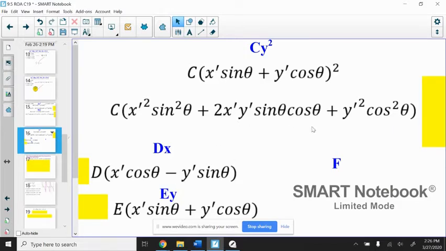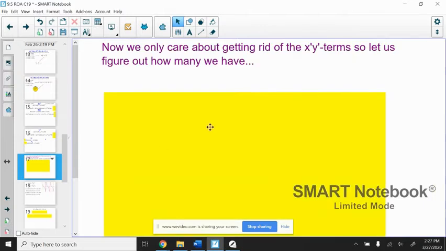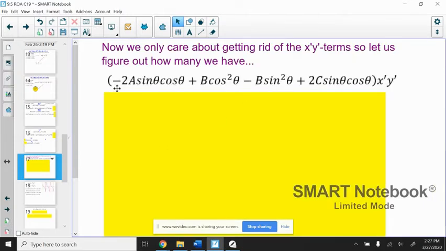Notice that these do have a factor of c, so I must include that. There are some here and some there. Notice those do have a factor of b, so I must include that. There's some here. Those have a factor of a, so I must include that. So I'm just going to ignore everything else except for the x prime, y prime terms. And hopefully I've not made a mistake and you guys have the same amount that I have.